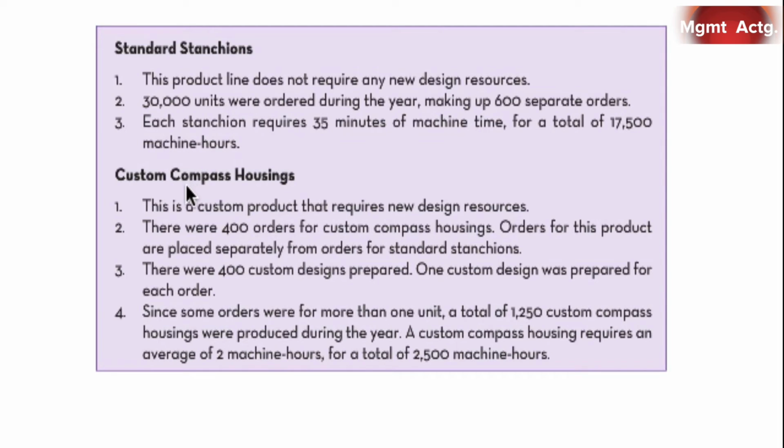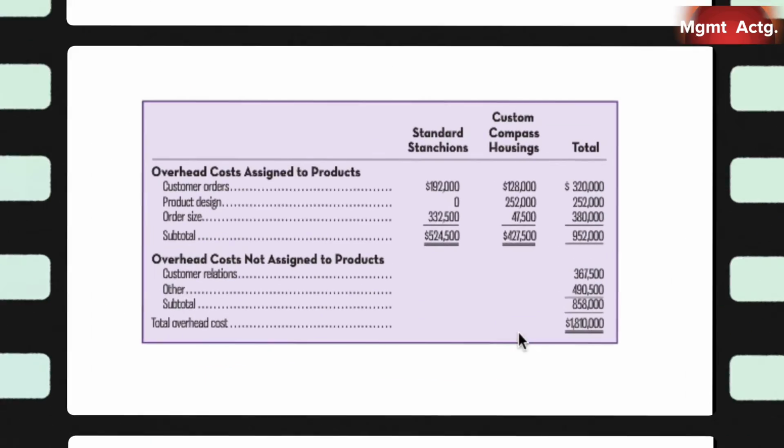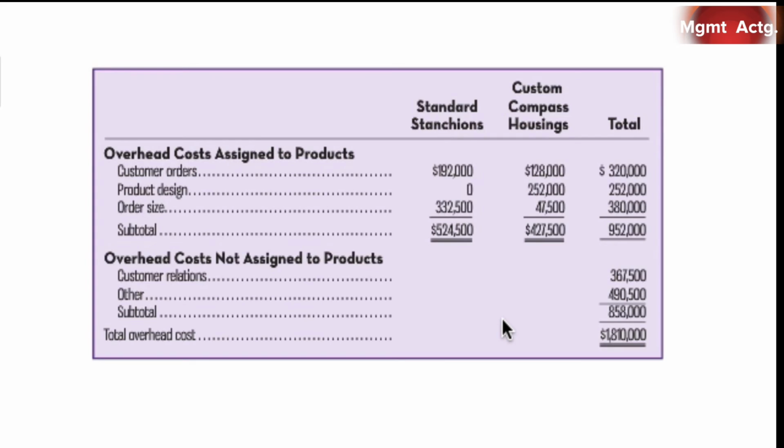And then we go through the same thing for custom compass housings. Now, imagine a company with 50 products, each product requiring different types of resources and different types of time. You can see that if you don't have an automated system, if you're attempting to do this by hand, it cannot be done. So here's an example of what our assigned costs, all said and done, look like.